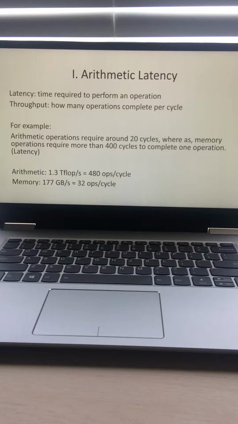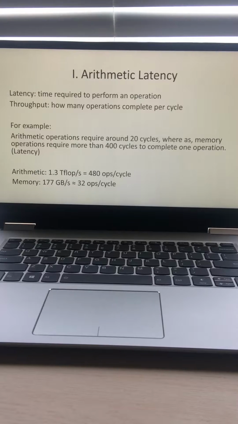Now before we talk about arithmetic latency, we need to be clear that we should never confuse latency and throughput. These are two different things. Latency is the time required to perform a certain operation, whereas throughput is the number of operations completed per cycle. It is more of a rate, and the first one is more of a time.